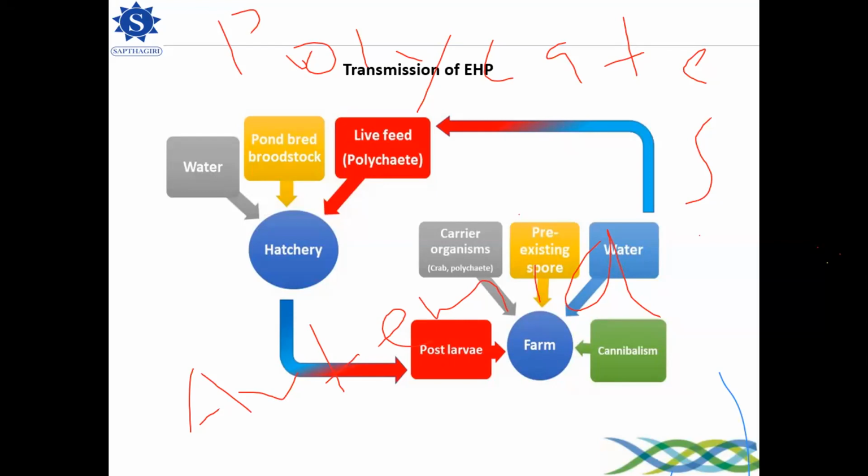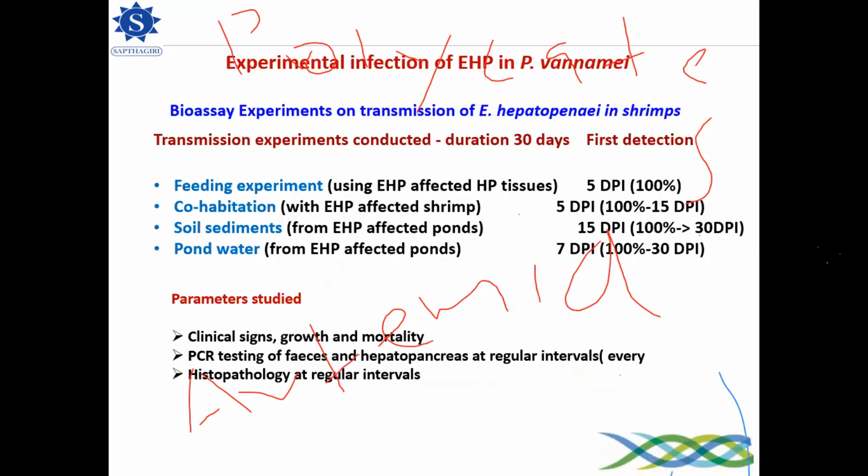Now what is happening in India is that the cycle is continuing: hatchery to farm, farm to natural water bodies to live feeds, then again hatchery. The cycle is continuing. In experimental EHP transmission assays, through feeding experiments, cohabitation, soil sediments, and pond water, by all these routes the animal is getting EHP.